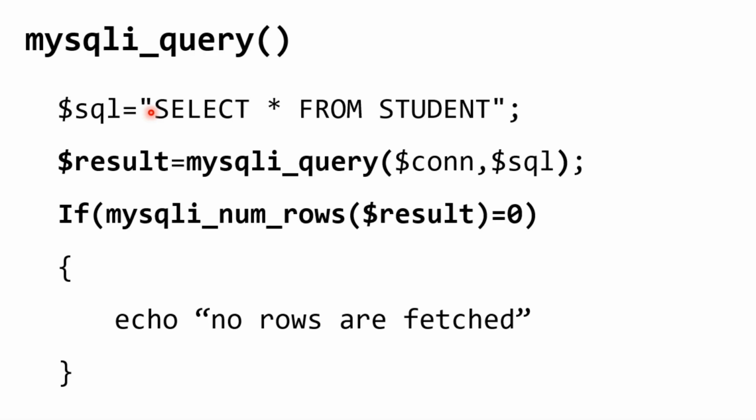Here is how to execute a query. You can directly insert it into mysqli_query, but this is a better organization. I have written a query, select star from student, within double quotes. Whatever query you have to execute, you write it in double quotes as a string and store it in $sql. You can give any variable name, it's a string, that's it. I'm storing the query as a string and passing that string to mysqli_query as the second parameter.